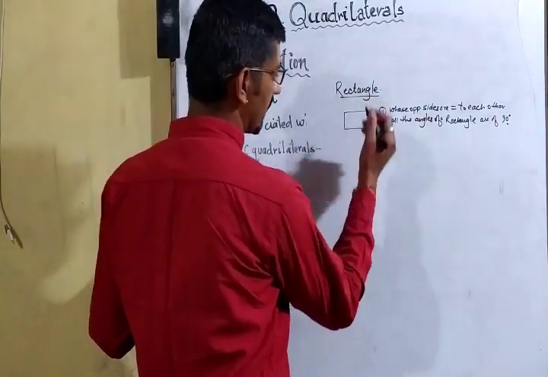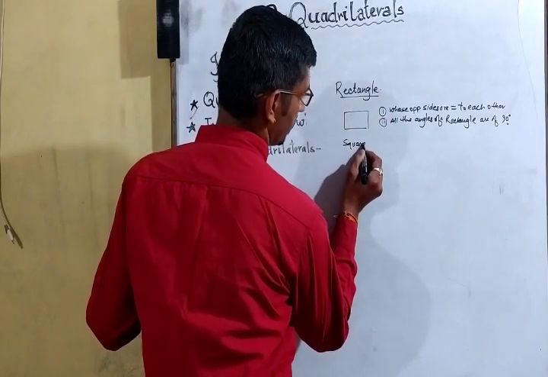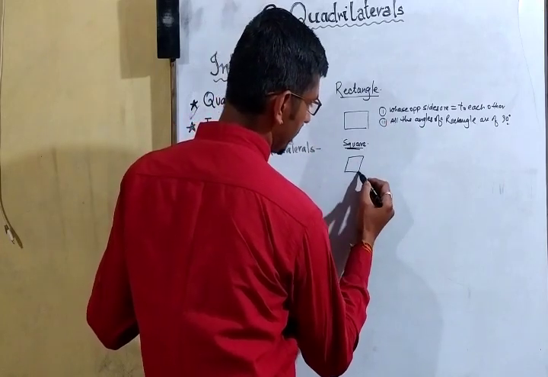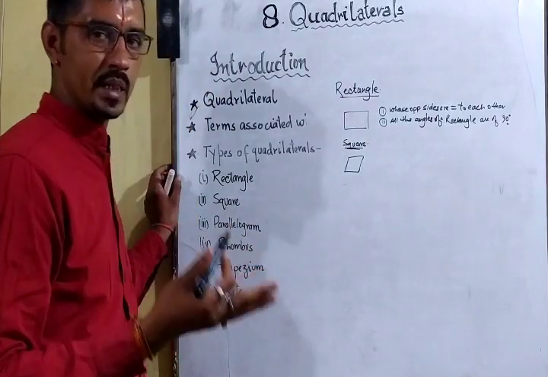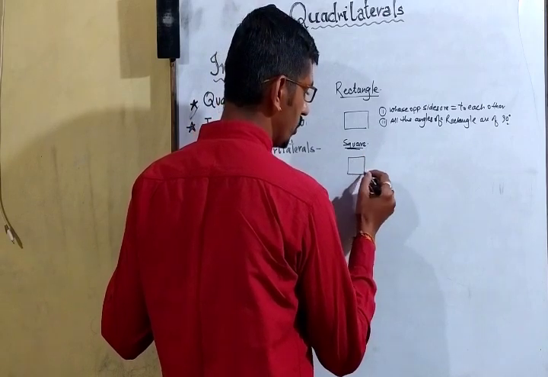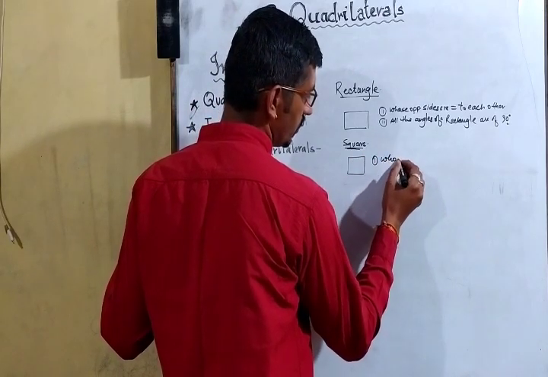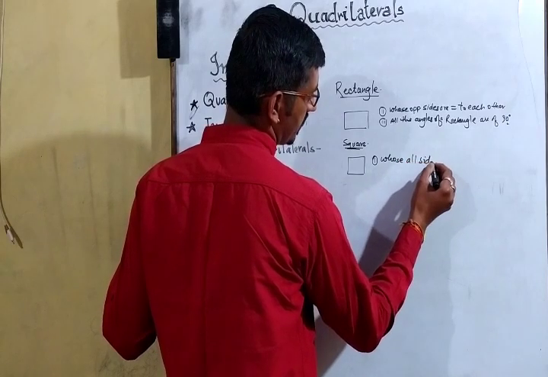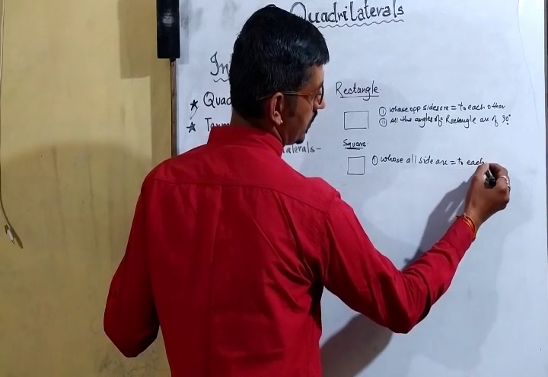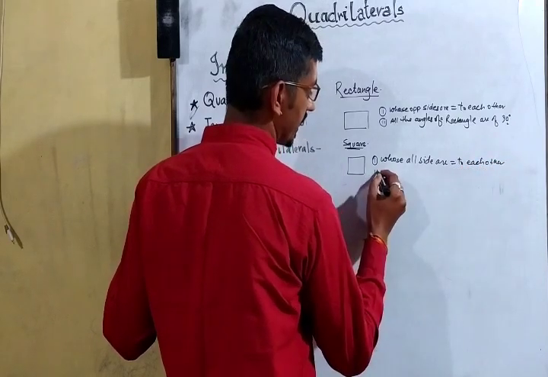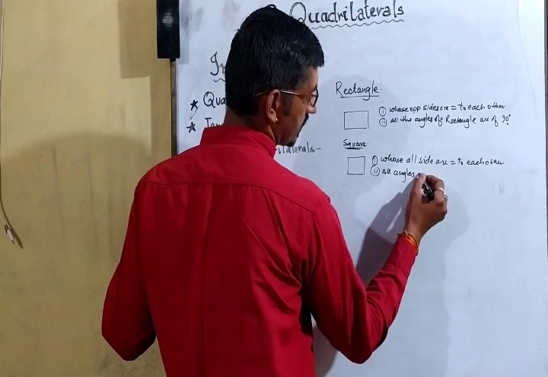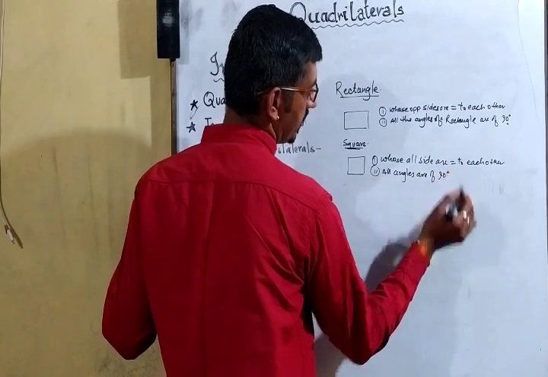Okay. Now second type of quadrilateral is square. Now again we know the property of square, that means we have learned the property of square in previous classes as well. So what is square? Again a type of quadrilateral whose all sides are equal to each other. Okay, now second property, all angles are of 90 degree.